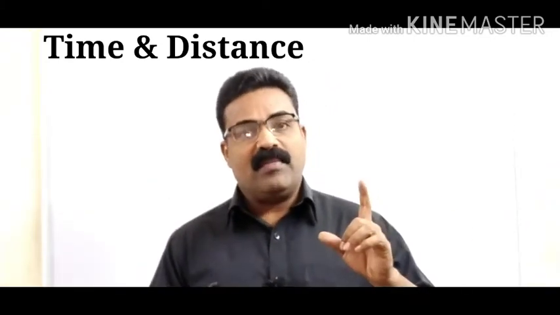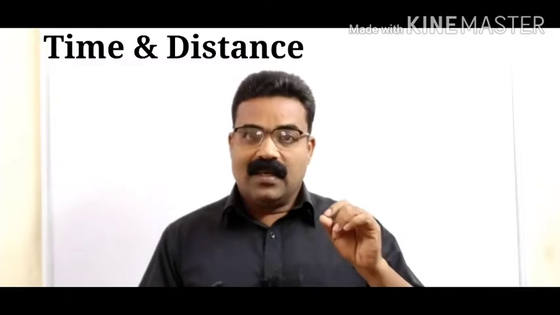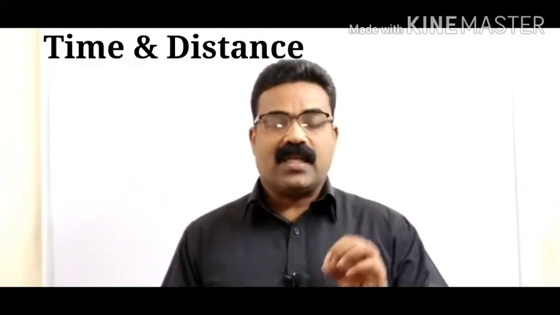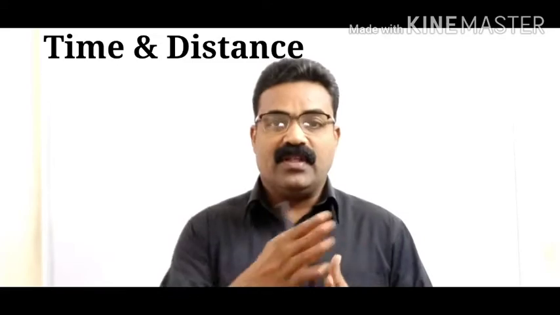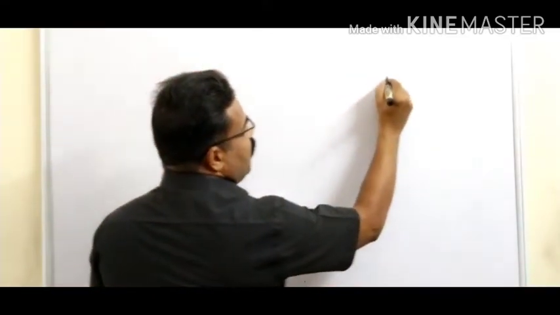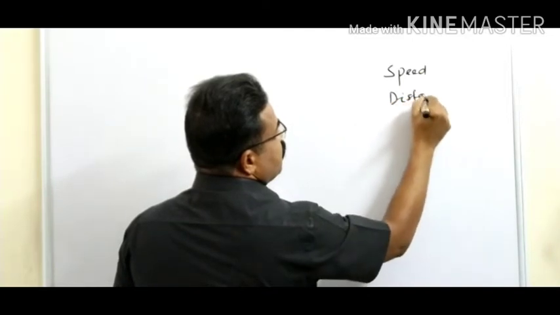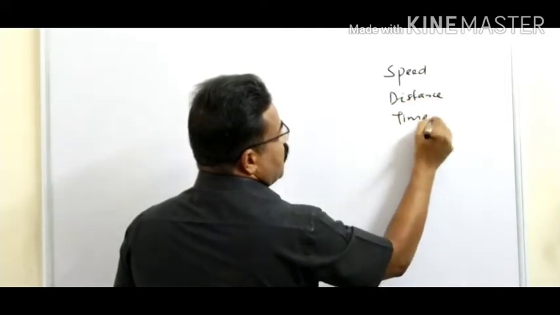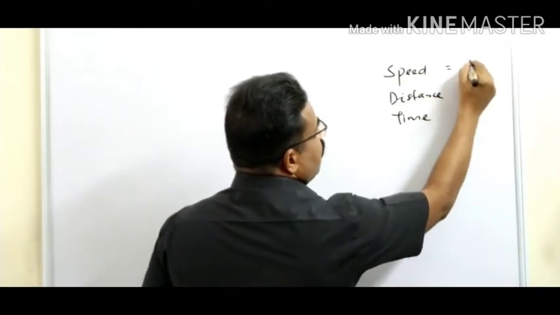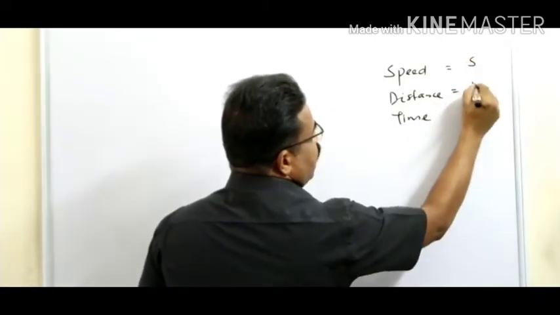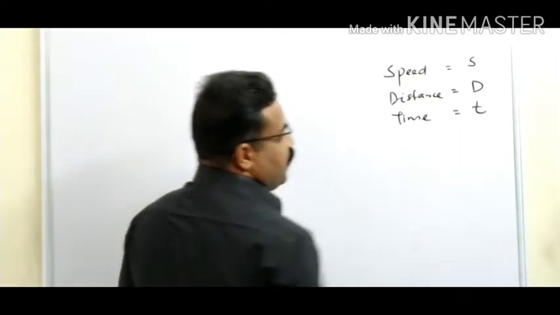And the first parameter we used to study is the concept of speed, distance, time and their relation. What is the relation between these 3? Speed, distance and time. So let us write this first, students, and then we will go to the questions. The first thing is the relation between speed, distance and time. We have 3 parameters: speed, distance and time.